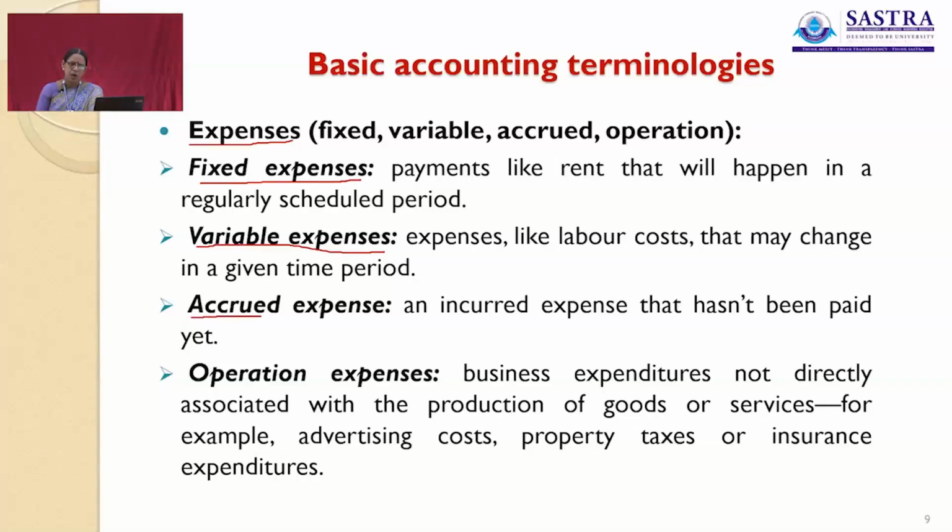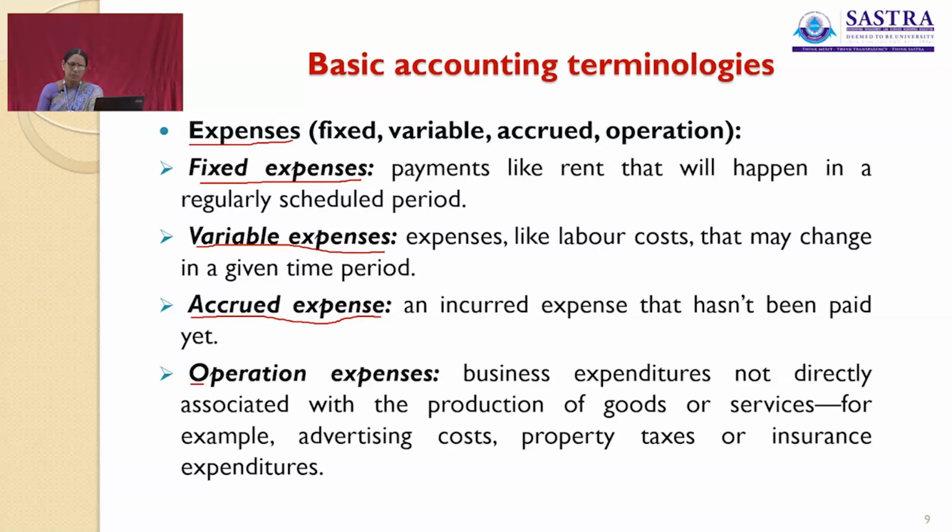Variable expense per unit will be constant. So when per unit is constant and the output increases, the total variable cost will also increase. So total fixed cost remains constant and variable cost per unit remains constant. Next, we have accrued expenses: the expenses which have not been paid. That is normally called outstanding expenses.